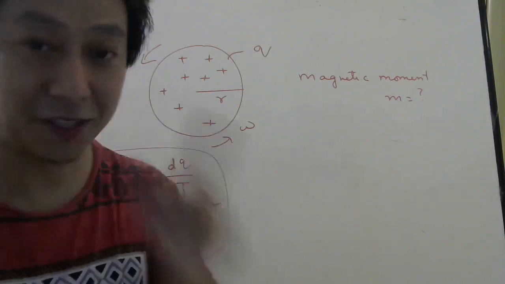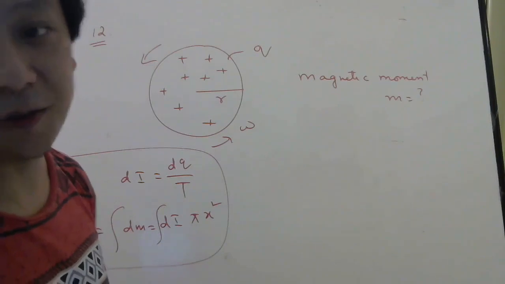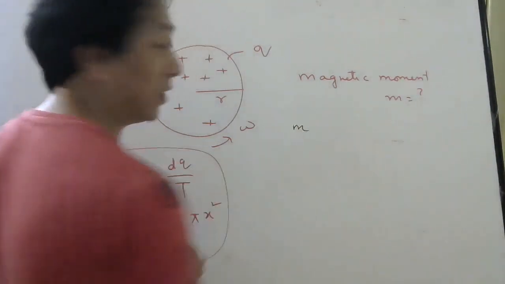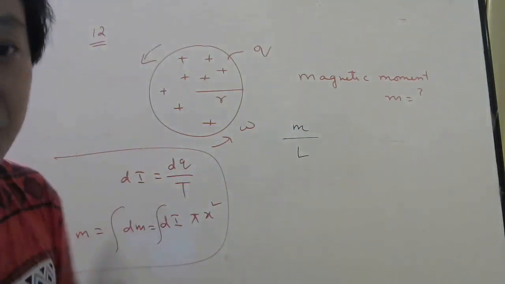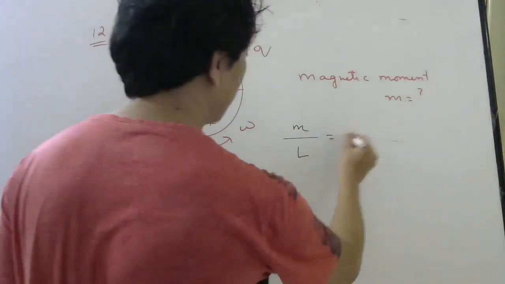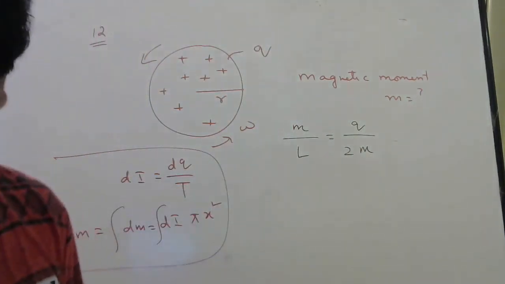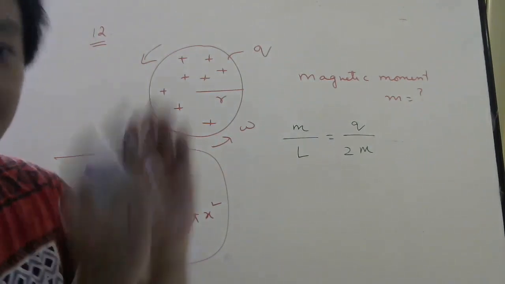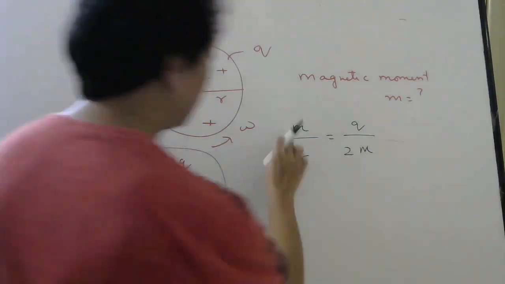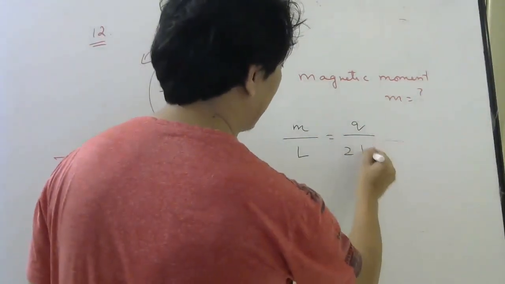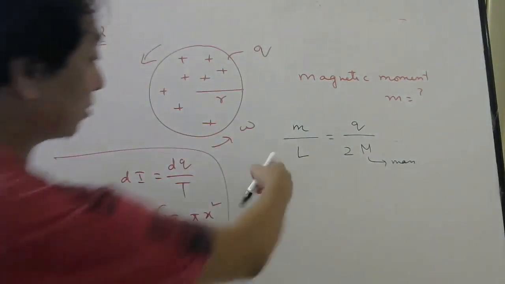If you remember, in yesterday's class I told you that there is something called the gyromagnetic ratio, which says magnetic moment divided by angular momentum is always equal to charge divided by twice the mass of the object. Here the object is a disk. Now be careful, this m, let me write capital M, is mass. So if you can remember this formula, then just cross multiply.